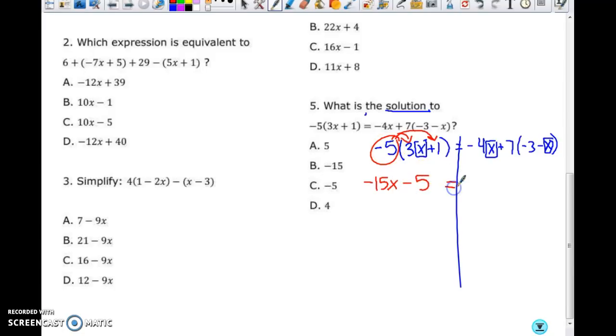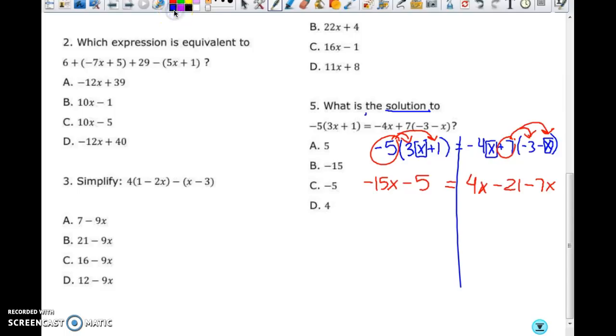Bring down my equal sign. On this side, I'm not doing anything with the 4x, so I just bring it down. I'm distributing a positive 7. I'm distributing that inside. So 7 times a negative 3 is a negative 21, and negative 7 times a negative x is a negative 7x.